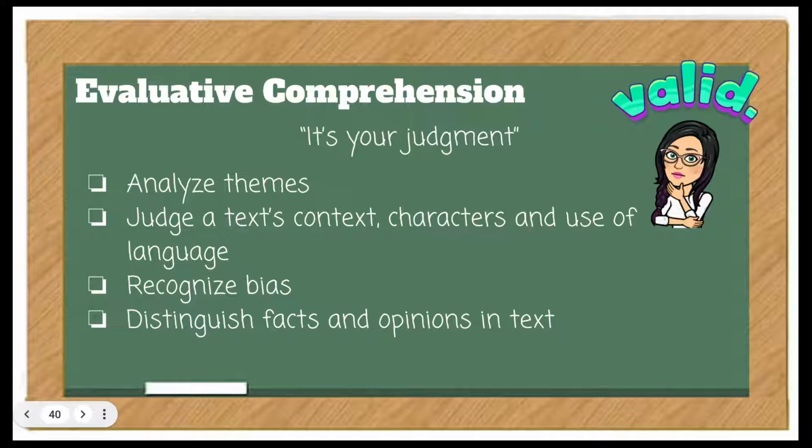Is this a reliable, trustworthy source? Okay, think fake news. Judging quality and effectiveness. So, students should be evaluating how well the text achieves its purpose. Did it persuade you, right? Including the quality of the arguments, evidence, as well as the writing style. In this type of comprehension, we also want our students to analyze the author's intention, understand why the author wrote the text and what they are trying to achieve.